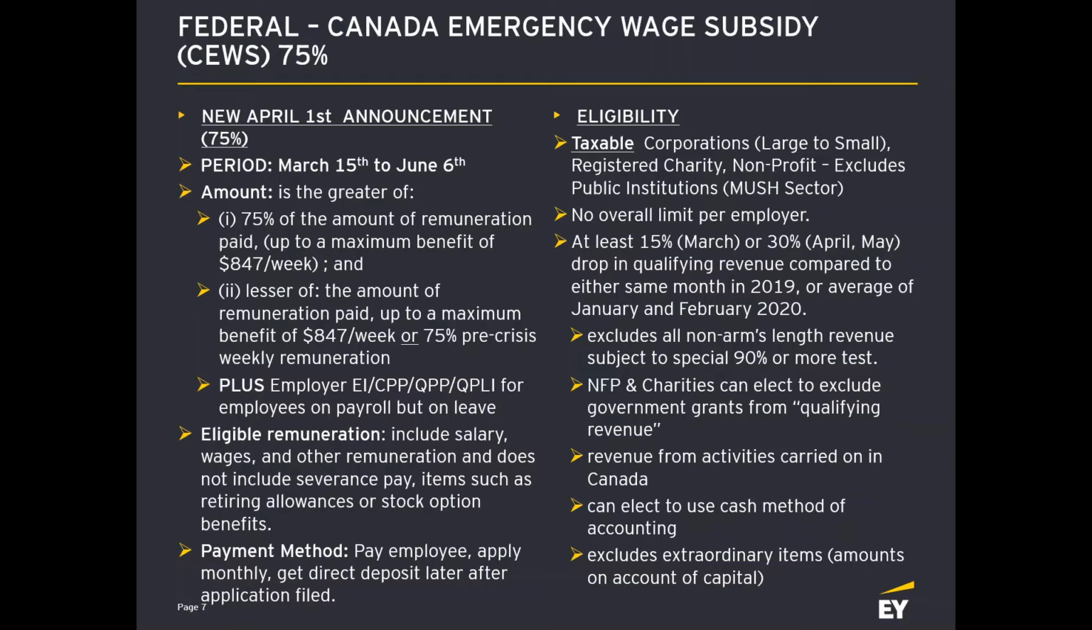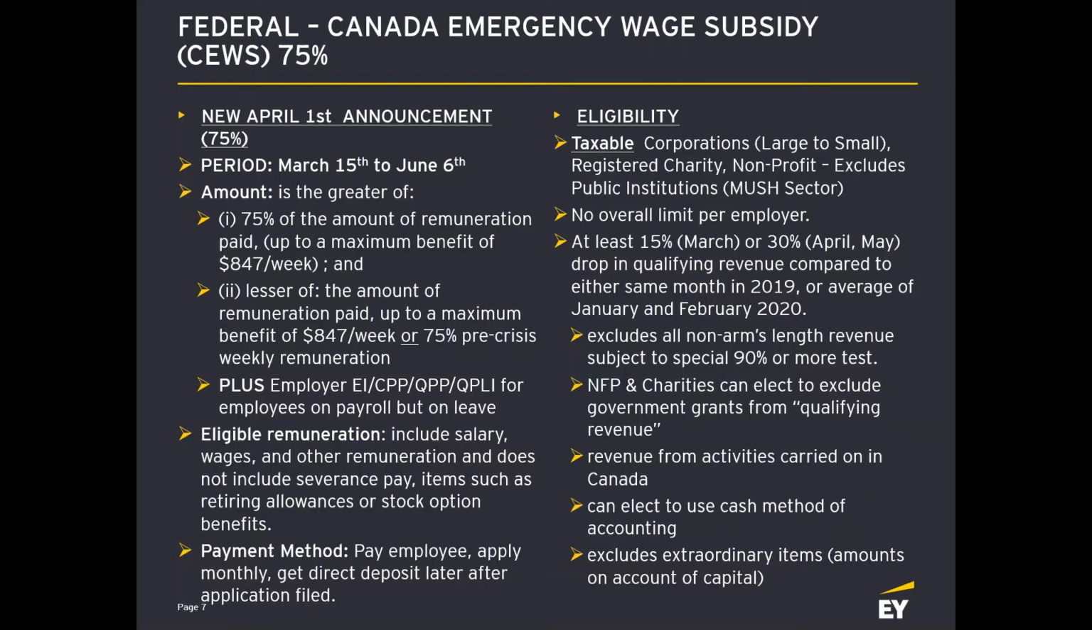Firstly, in terms of the eligibility period, it started on March 15th and ends on June 6th. So it deals with remuneration which is essentially owed to employees during this period. Then the question is, how much can this wage subsidy be? Basically, the amount of the wage subsidy is 75% of the remuneration paid to the employee during the weeks which start March 15th to June 6th, up to a maximum of $847 a week.